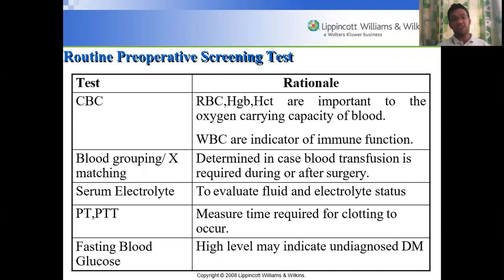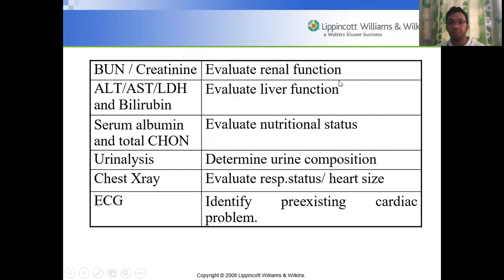blood clots. FBS is also needed, because there are certain patients who do not know that they are already experiencing hyperglycemia. They don't know that they have DM. Some have undiagnosed DM. So we need to check that just in case they have hyperglycemia. If they have hyperglycemia, that needs to be treated first, because this can affect wound healing later. BUN and creatinine also will be assessed to evaluate the renal function.